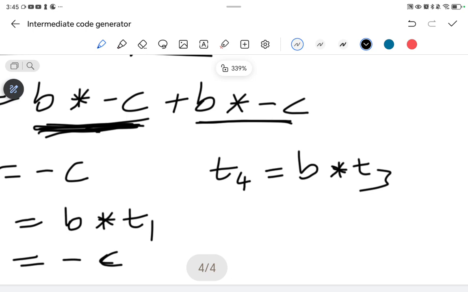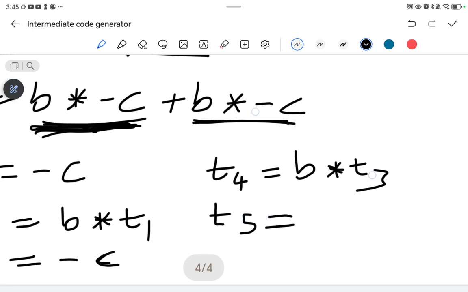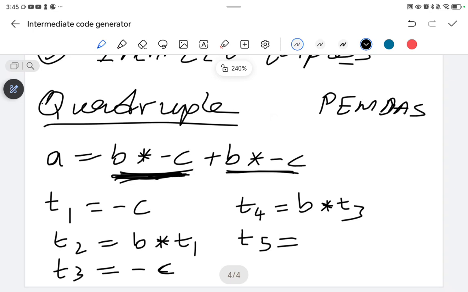The reason I'm writing it like this is because B came first, B must come first, so that when I draw a quadruple, everything can be correct. Now I come to T5. I have this and this together, so I can add them. They must be added. The operand in between is plus.